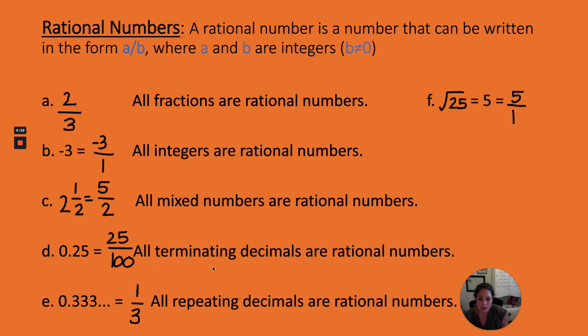All terminating decimals are rational numbers because a terminating decimal such as 25 hundredths can be turned into a fraction of 25 over 100. And all repeating decimals are rational numbers. These can be turned into fractions.